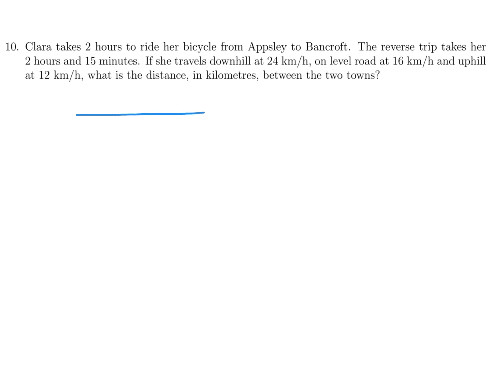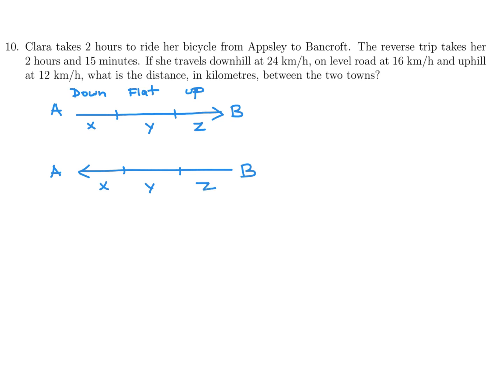Let's draw a little diagram. And we've got Apsley and Bancroft. And I have no idea what the distances are, so I'm just going to label them X, Y, and Z. And I'm going to call this one downhill, and this one flat, and this one uphill. And it all balances out since she's going back in the other direction. So kind of the same way. And then let's see here.